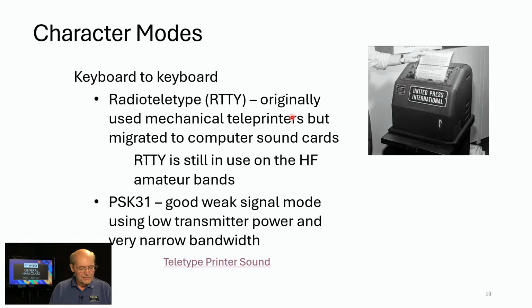So radio teletype is one. Another one is PSK31. It's a good weak signal mode that isn't very wide in terms of bandwidth. It's very capable of using low transmitter power and very narrow bandwidth. We'll talk more about that. Now, there's kind of a unique sound that a teletype printer makes, the old mechanical ones, and I'll share that with you here.